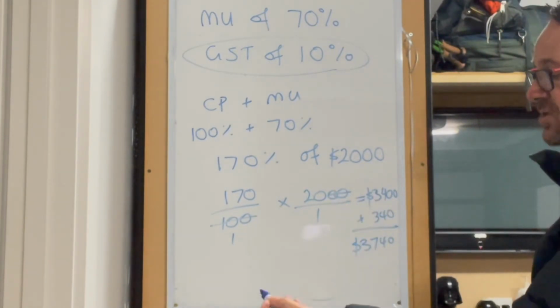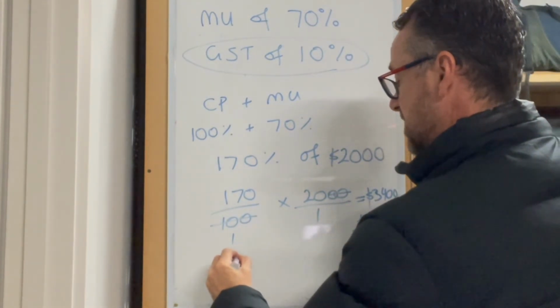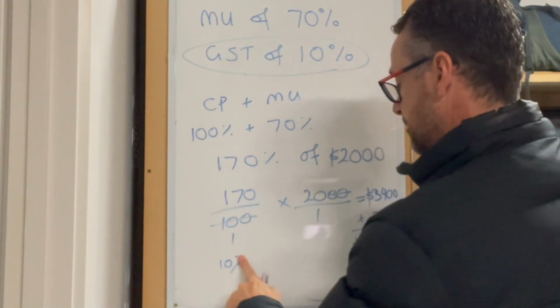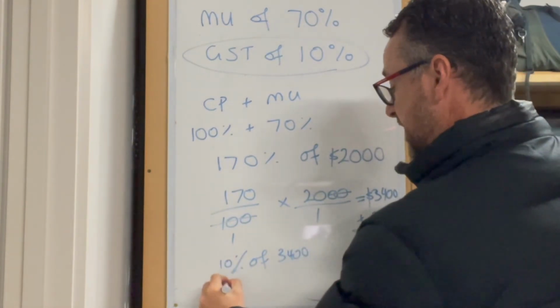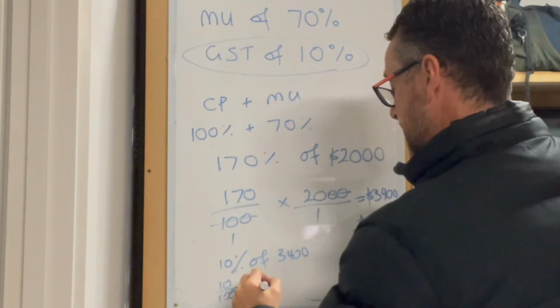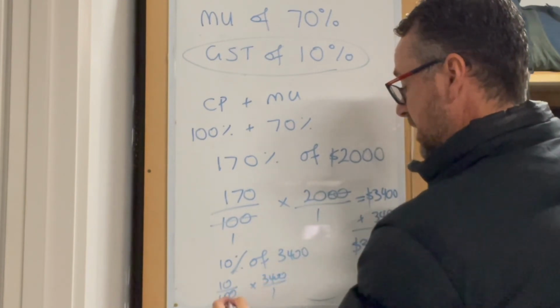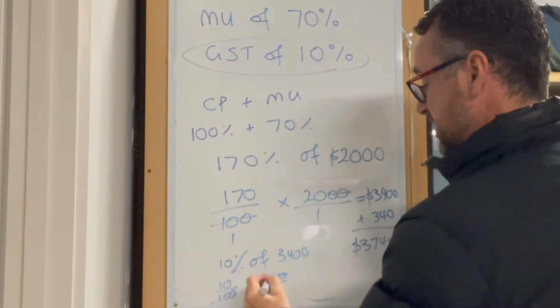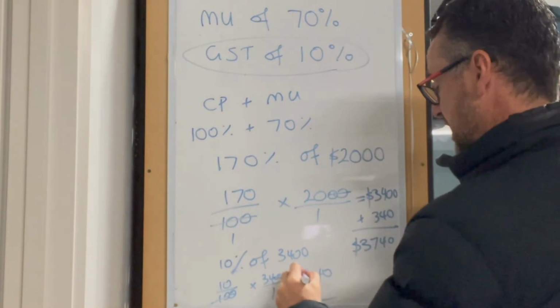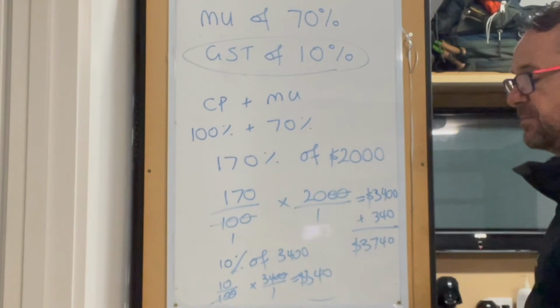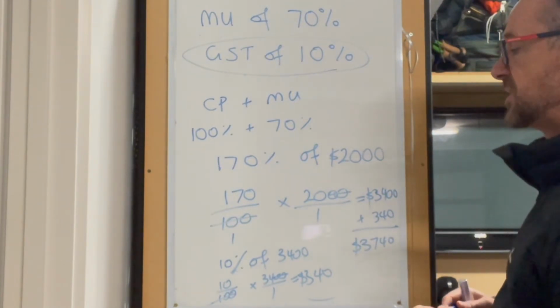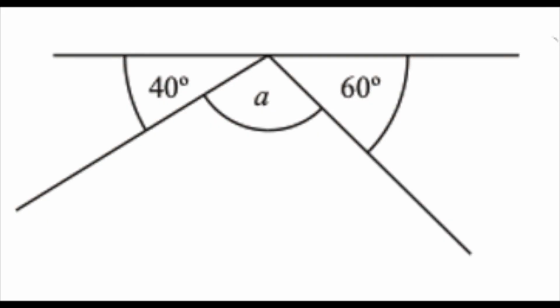You could go through the process of going 10% of 3,400 and go 10 over 100 times by 3,400 over 1 and go 10 times 34 is 340, and then add that on to do it that way. But most students would just look at 10% and know how to work that out because that's part of our course of study. Okay, so now we have a series of angles we need to find from a variety of questions. So the first one looks at this.